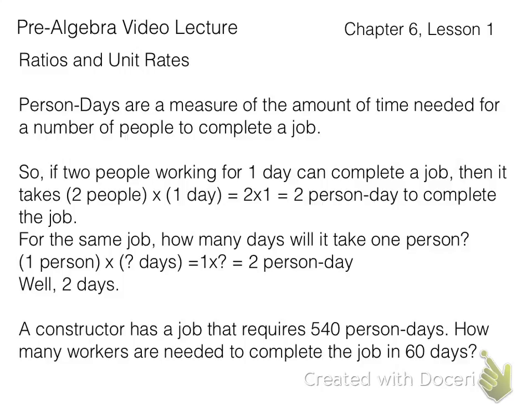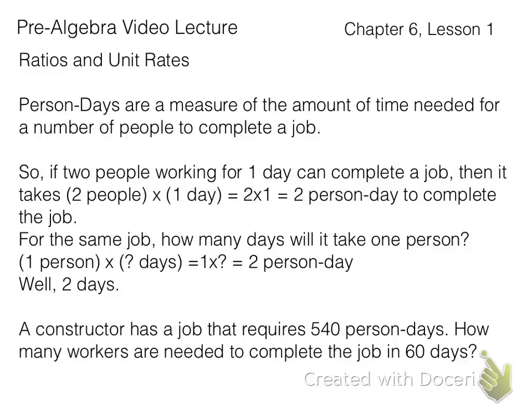So we have a, well, it's supposed to be contractor, not constructor. So a contractor has a job that requires 540 person days. All right. So it can take 1 person for 540 days to do this job, or it can take 540 people 1 day to do this job. But we don't normally have 540 people working on 1 job, and we normally don't have 1 person take 540 days to do 1 job. We normally have something in between.